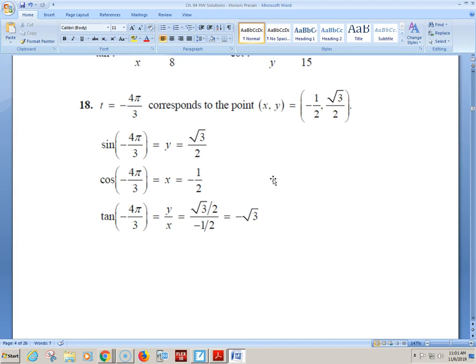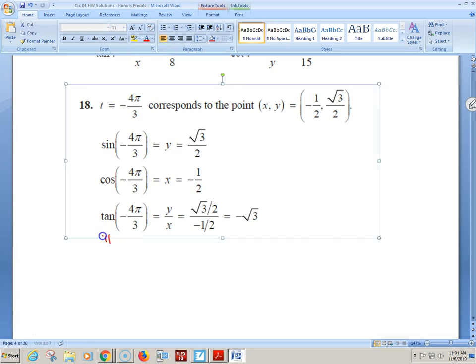But what's another way you could have done this? Yeah, with the cheater chart. You would have been looking at your pi over 3 column, which would have been 1, 2, 3, 3, 2, 1, all over 2, square root 3 over 3, 1, square root of 3. That would have been my pi over 3 column for my sine, my cosine, and my tangent.